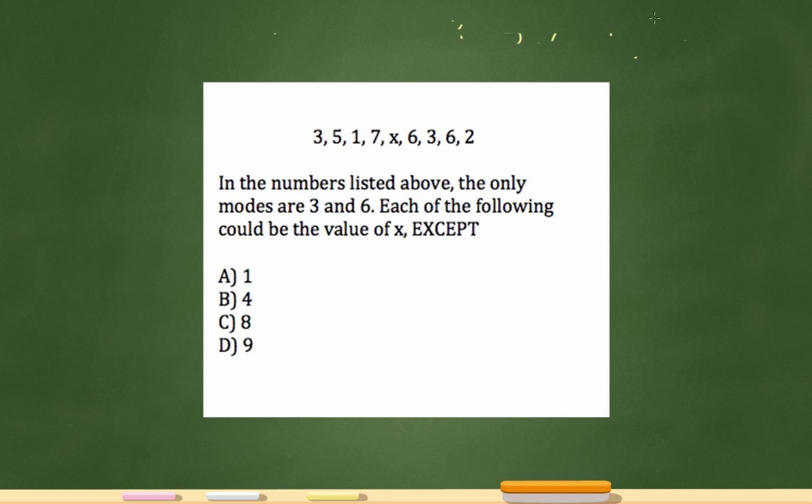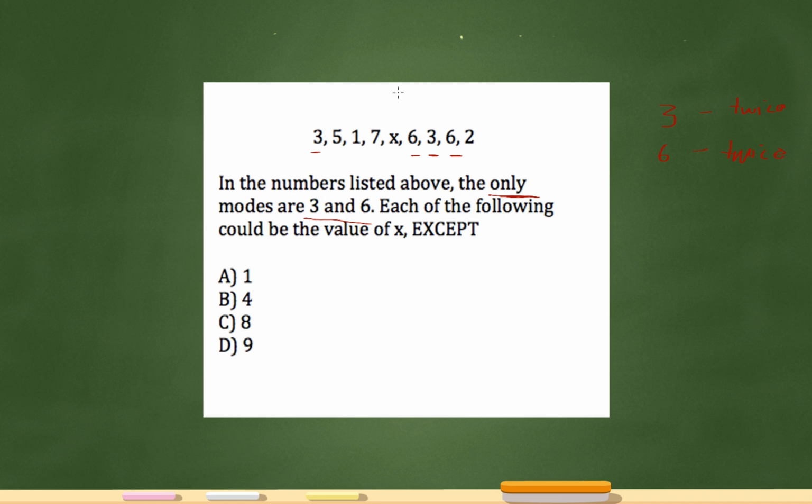The problem here is saying the numbers listed above, the only modes are 3 and 6. Each of the following could be the value of x except which one. So it's saying the only modes are 3 and 6. So here's my 3, here's my 3, and here's my 6, and here's my 6. So the 3 and the 6 both pop up twice. So let's work through the answer choices.